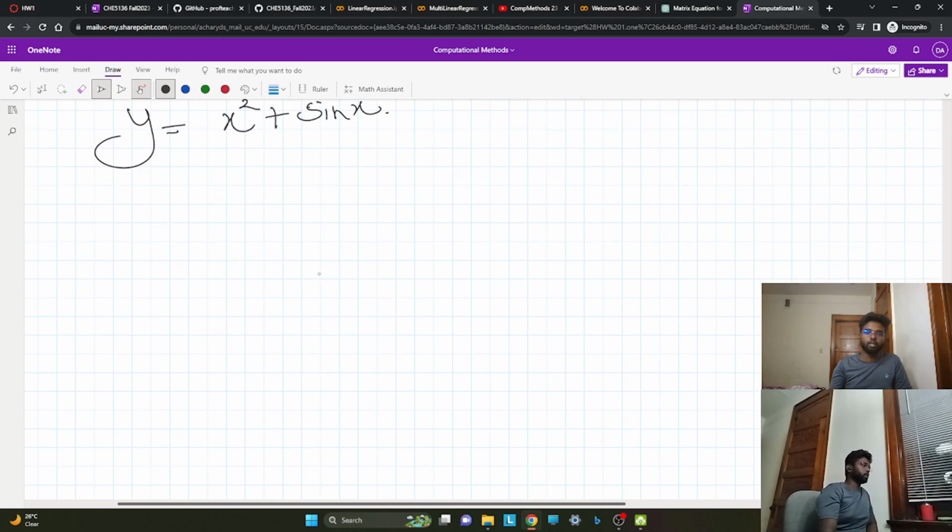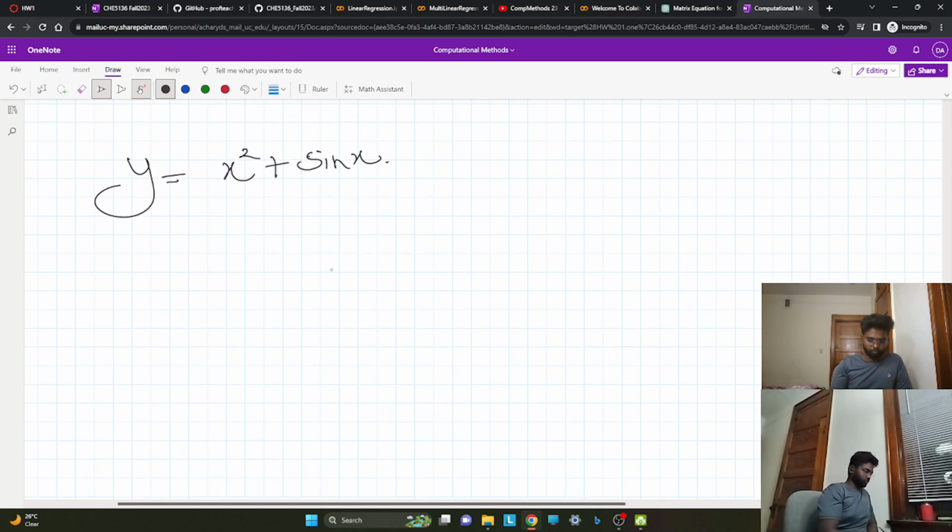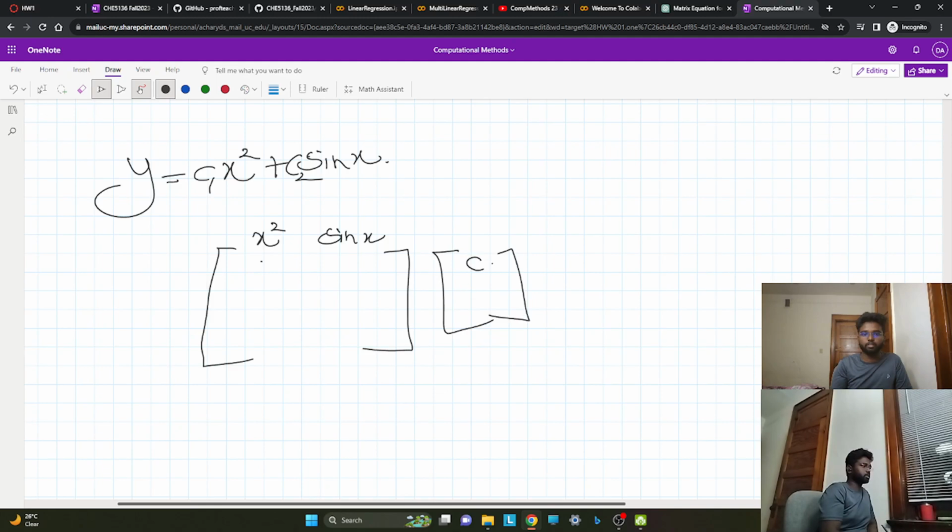Here, to make the design matrix, we'll take x square and sin x. For example, there are numerous values. These are c1 c2, the coefficients, and this will be the y vector. If you multiply these two, you will get x square into c1 plus sin x into c2 equal to y. Okay, you got this equation. We'll use this only to get the answer.